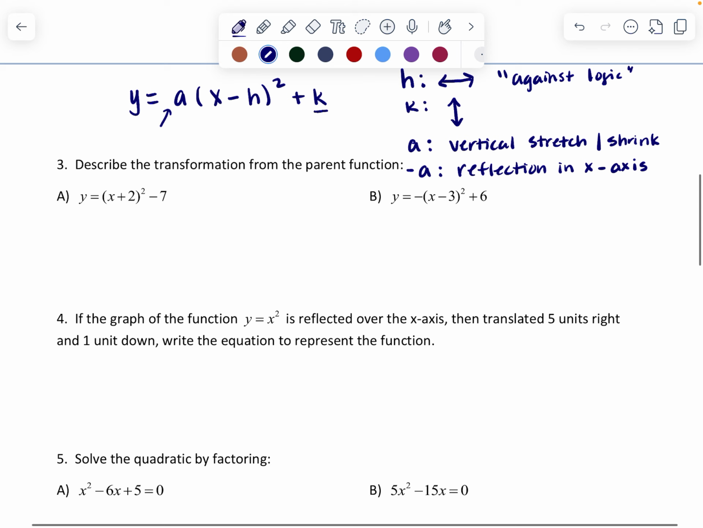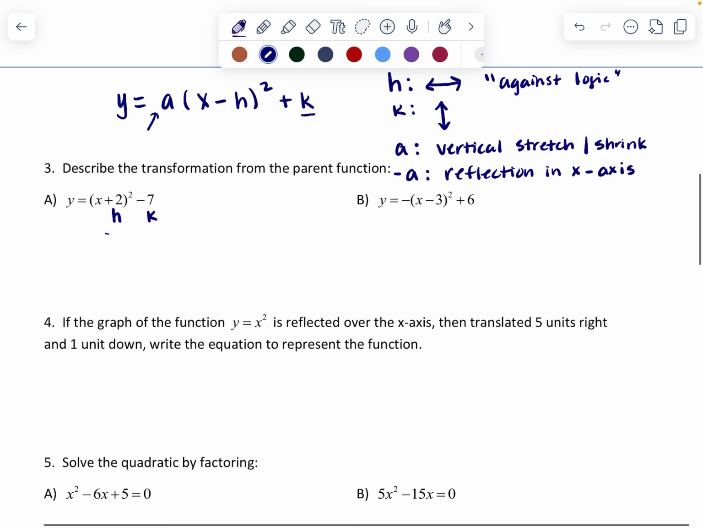For number 1, what's my h, what's my k? Here's my h and here's my k. This is going to tell me where I'm going to be moving. Remember, the h tells me my right and left movement, but it goes against logic. It looks like it's saying +2, which a lot of people would say means it's moving right 2, but it goes against logic. So this is actually moving left 2. And then the k gives you your up and down movement, and that goes with logic. It says -7, so you're going to go down 7.